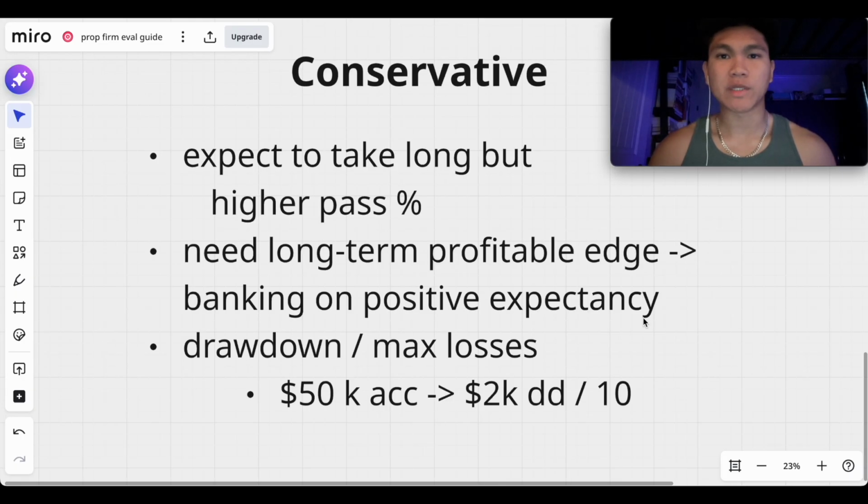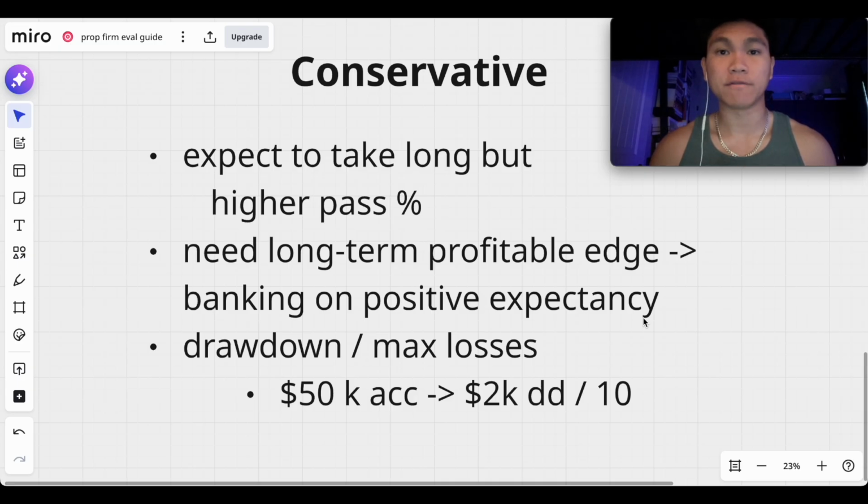The first approach I'll be talking about is the conservative approach. So in general, this will take a bit longer to pass. However, you will have a higher pass percentage so long as you are trading with a profitable edge. And that is the key differentiator between the conservative and aggressive approach. It's the fact that with the conservative approach, you're basically trading it as if you're trading your own live account. So if you are unable to make money over the long term, then the conservative approach won't really work for you. And the way I like to calculate my risk is by taking the drawdown.